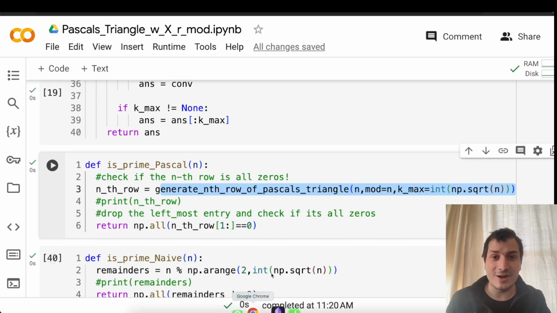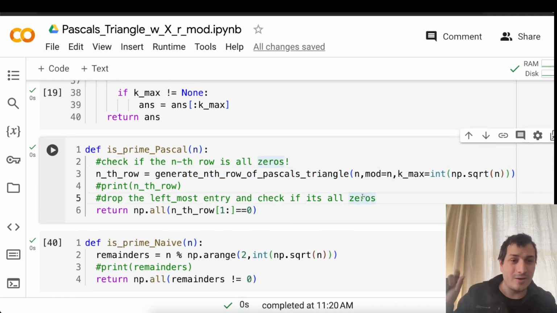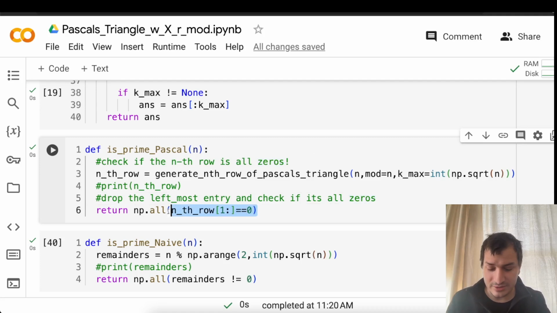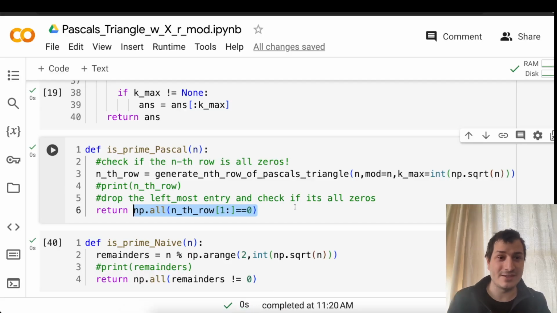So this is our Pascal's triangle prime check. We calculate the first little chunk of the nth row of Pascal's triangle, mod n. So we always take things mod n as we go to keep things simple. And we just check, is it all zeros? And all zeros means, okay, ignoring the 1 in the front, right? There's always going to be a 1 on the left side. We're going to ignore that and just check if everything else is all zeros.